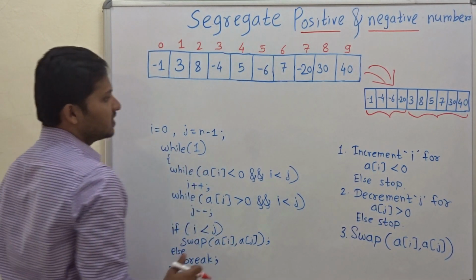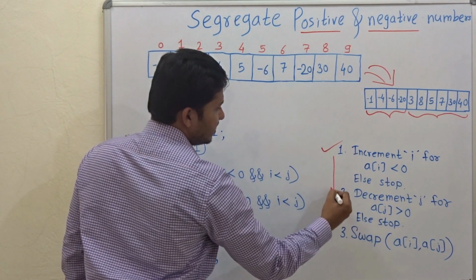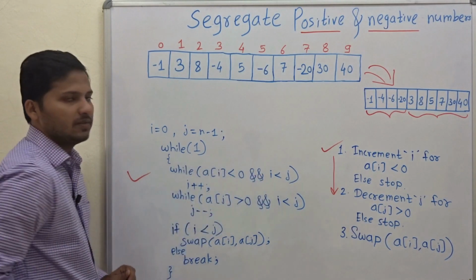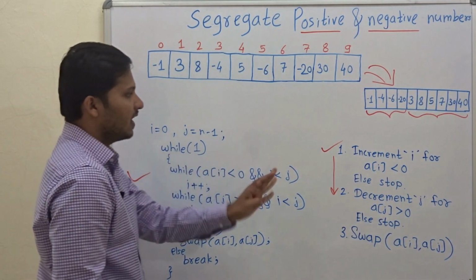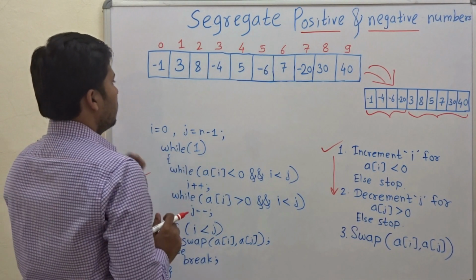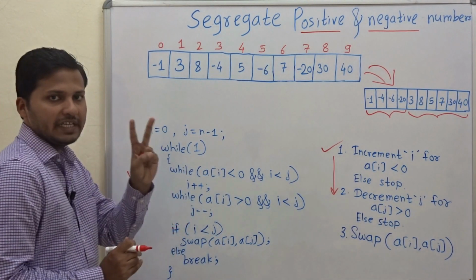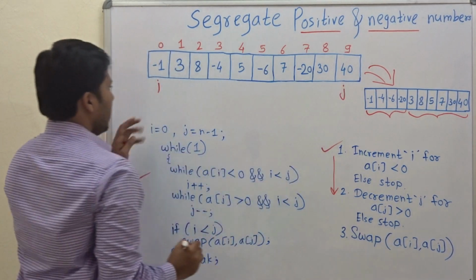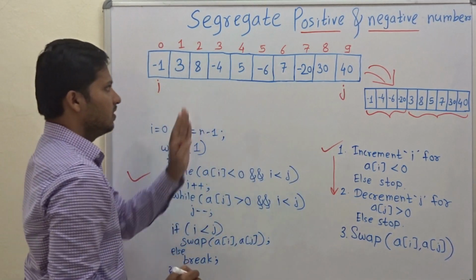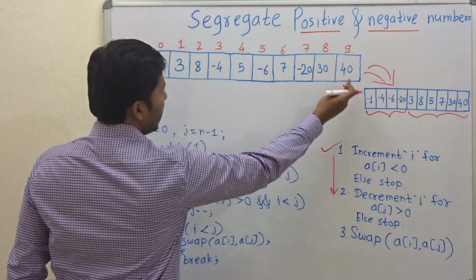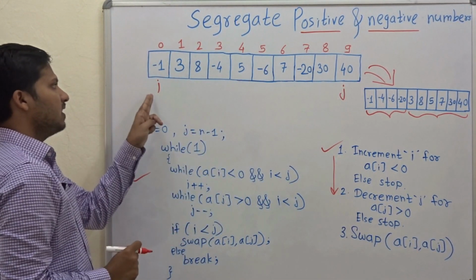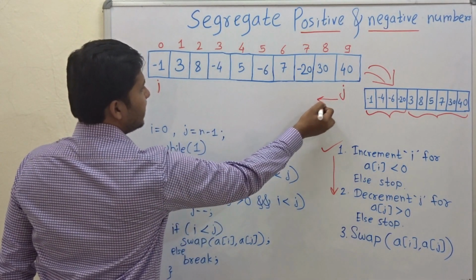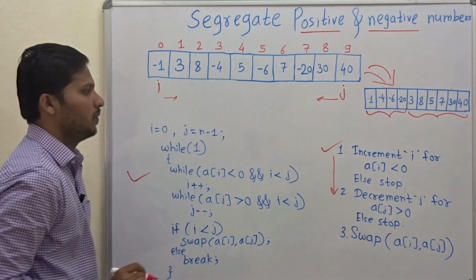You have to follow some steps and those steps are written here. And this is the code for these steps. I will explain the code as well as these steps. Now first you have to use two variables. One is i and the second variable is j. i will start from the beginning and j will start from the end. Okay, means i will keep incrementing and j will keep decrementing.